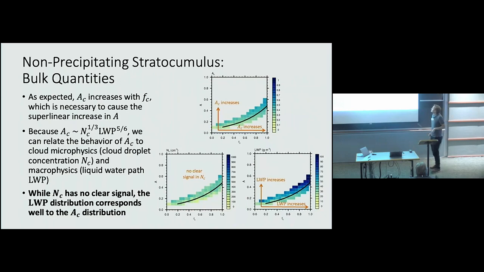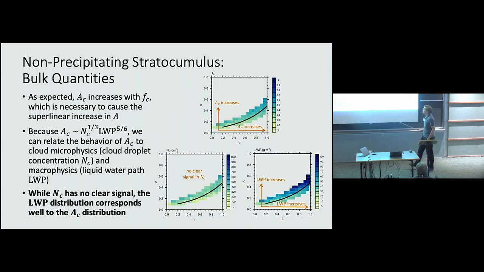And now we want to understand this a little bit better, and we start with the non-precipitating stratocumulus. So here we see the cloud albedo in this cloud fraction and scene albedo phase space, and we can see quite nicely that for higher cloud fractions and higher scene albedos, we see an increasing cloud albedo, which makes sense because we need this to get the superlinear increase in the scene albedo.